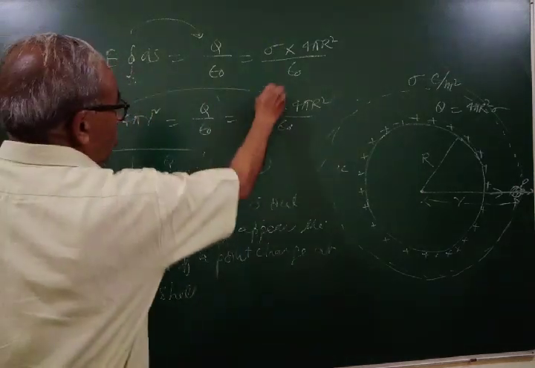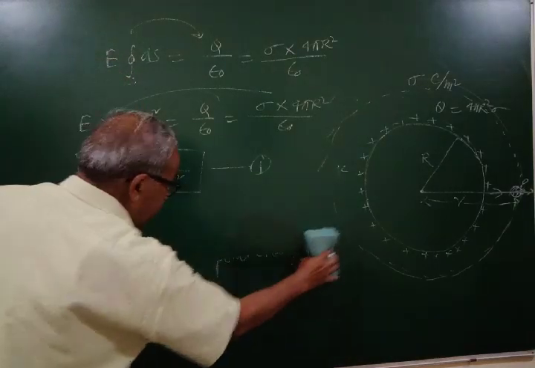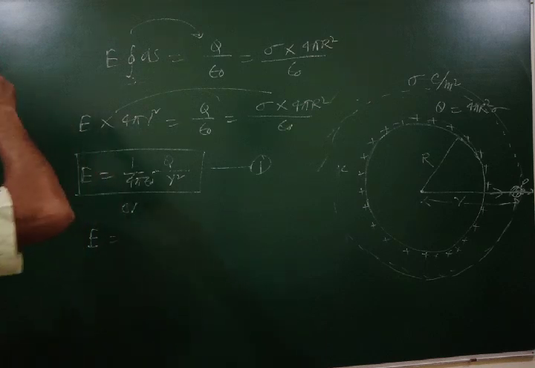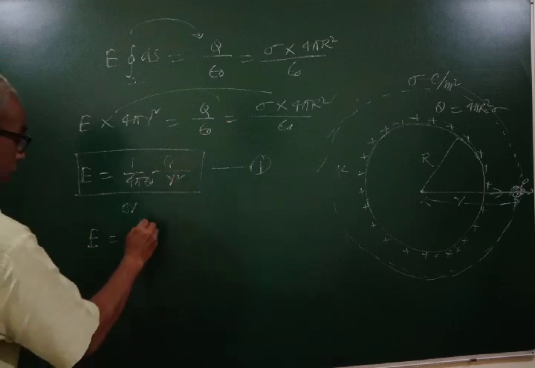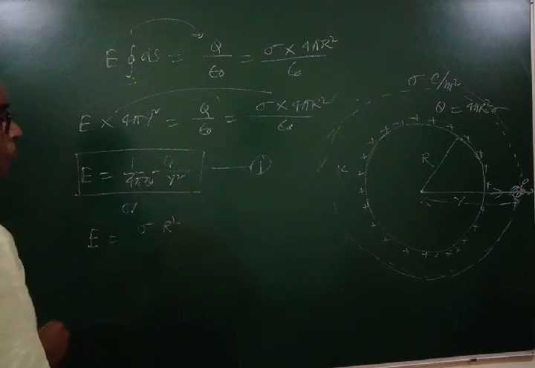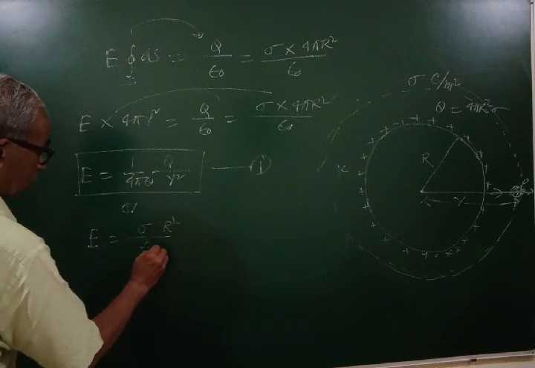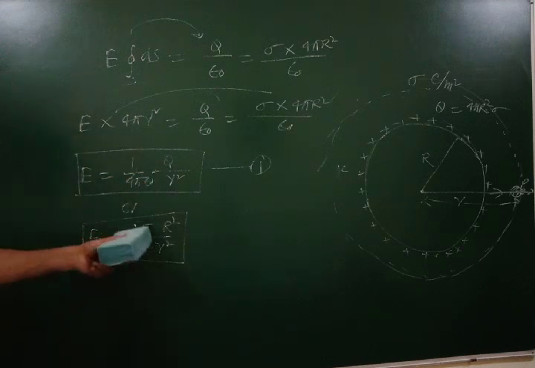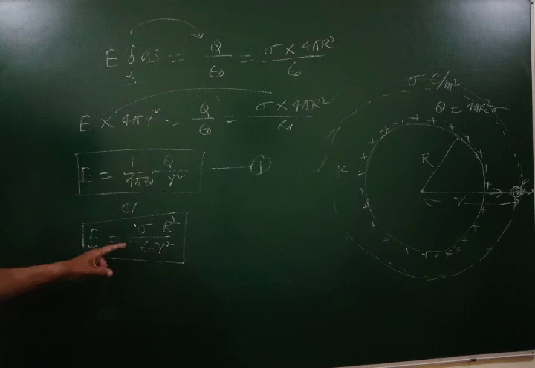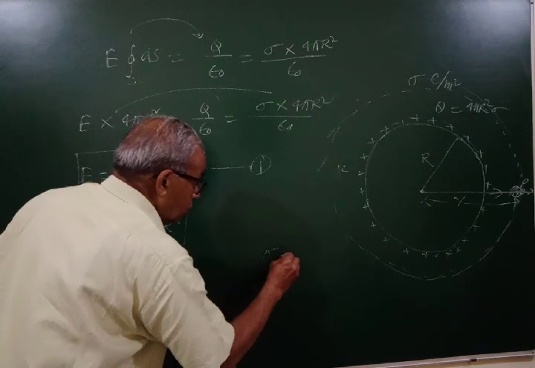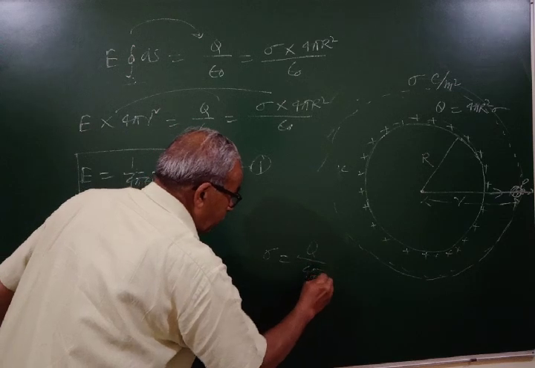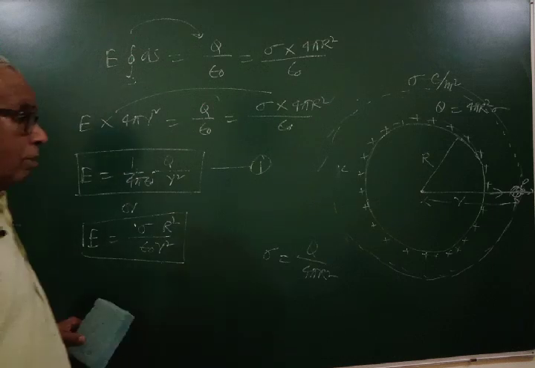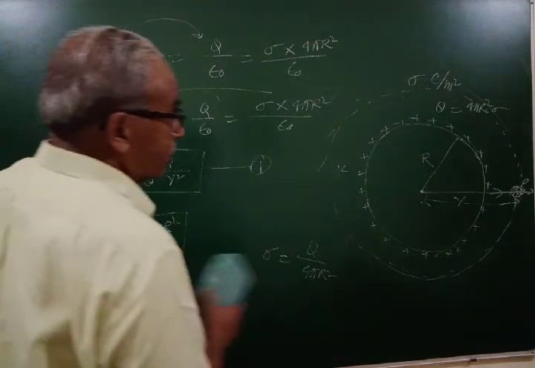Now if I take these two, we get E equal to sigma R square upon epsilon 0 into small r square. This is the same thing, if we put the value of sigma equal to Q upon 4 pi R square. So we get this result. So for point P outside, the electric field appears as if the whole charge is at the center.